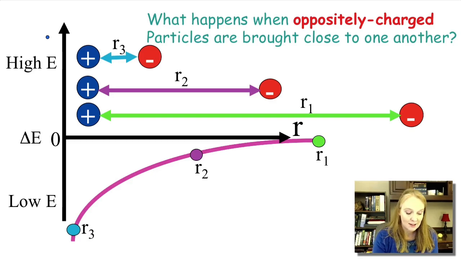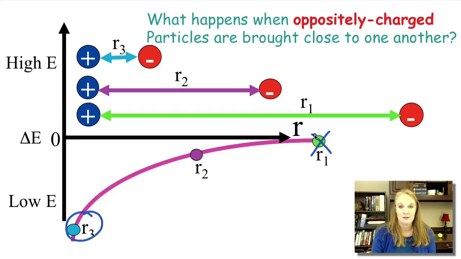Okay, so nature wants the oppositely charged particles to be close together. It wants to be at low energy. The higher energy state is not as favored.